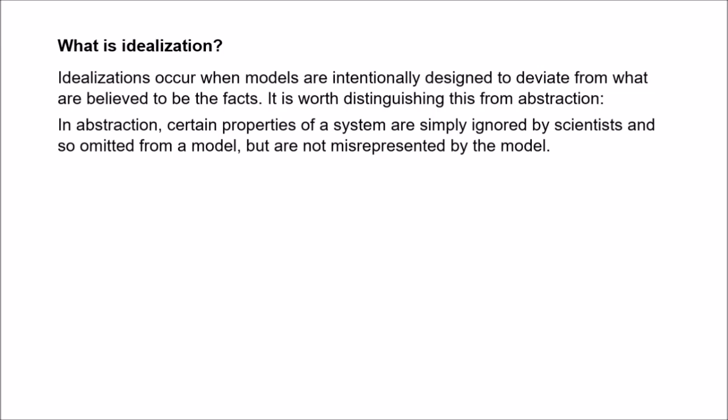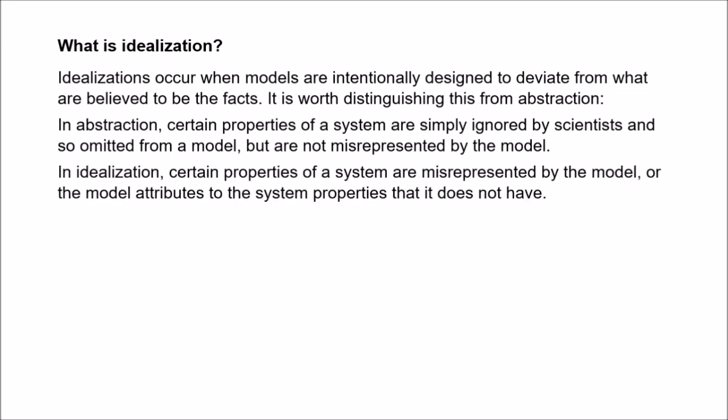Idealization is a bit more problematic. In idealization, some properties of the system are outright misrepresented or altered in the model, or the model attributes to the system properties that it does not have. In our model of the Earth-Moon system, we might assume that the two bodies are subject only to gravitational forces as a result of their masses. And of course we know this to be false because there are also gravitational interactions with the Sun and Jupiter.